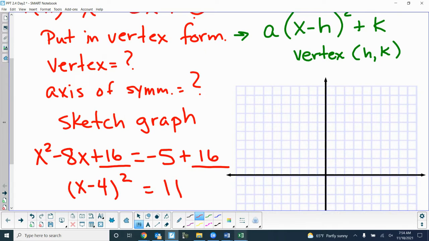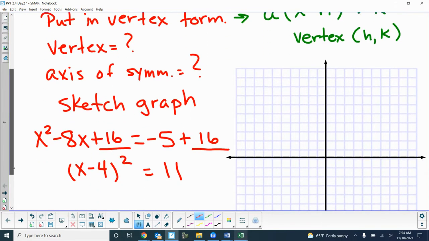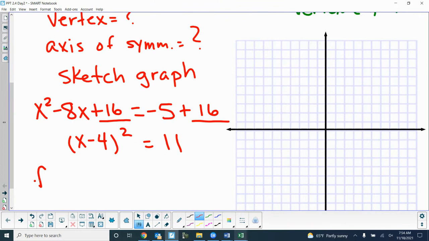Okay? Now, to finish up, to get it to look like this, what do I have to do? Bring the 11 up. Just bring the 11 over. Okay? So I can write f of x equals x minus 4 squared, and then we brought the 11 over, so it becomes minus 11.